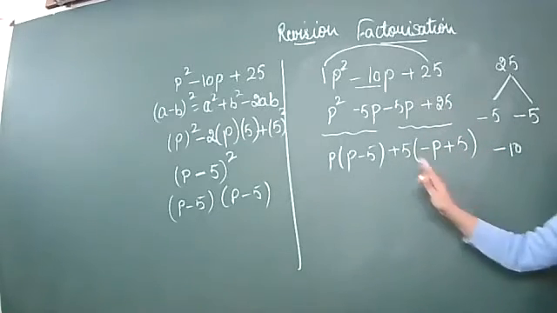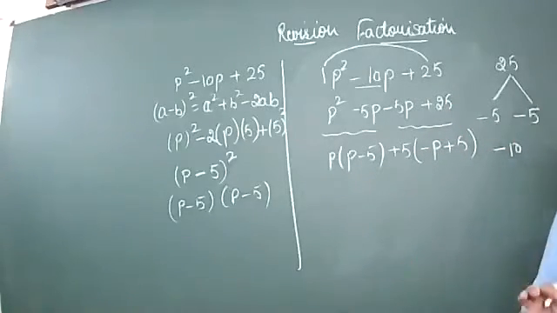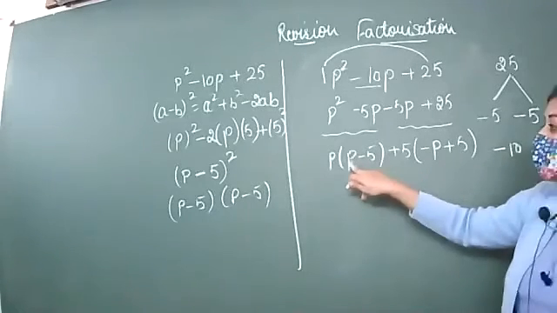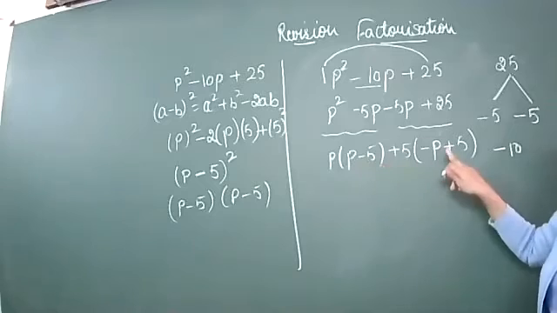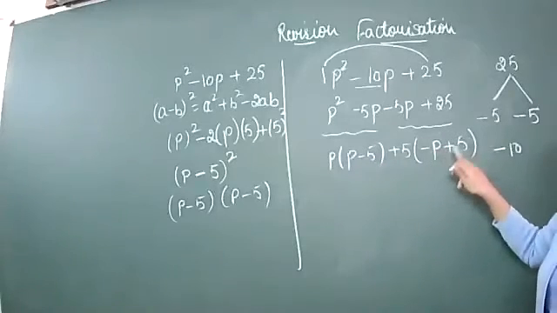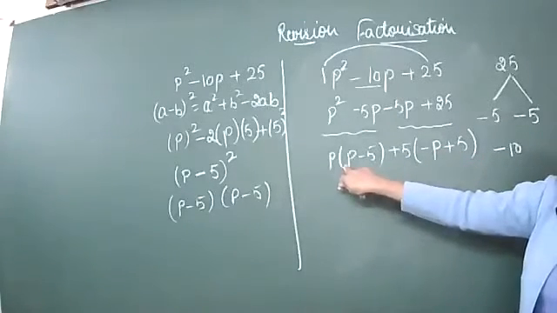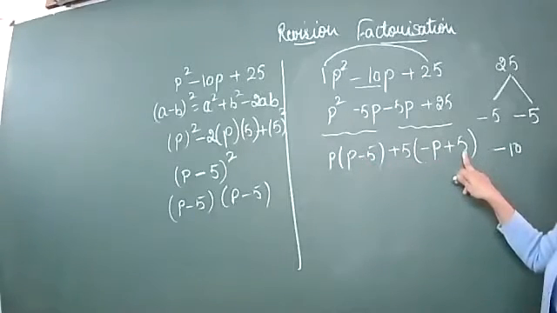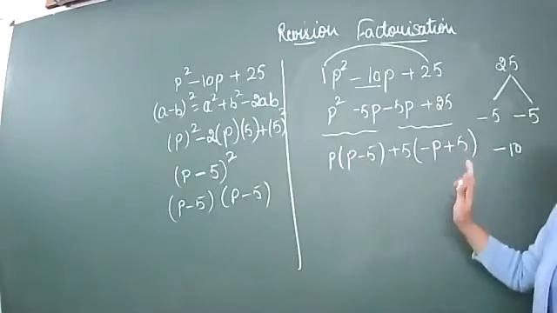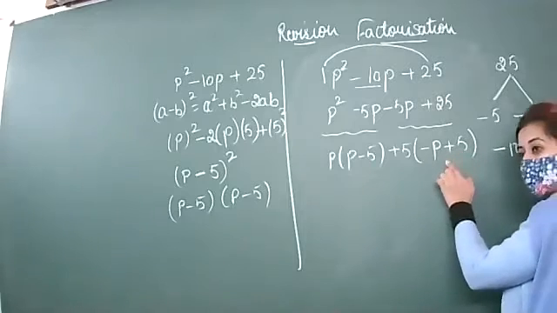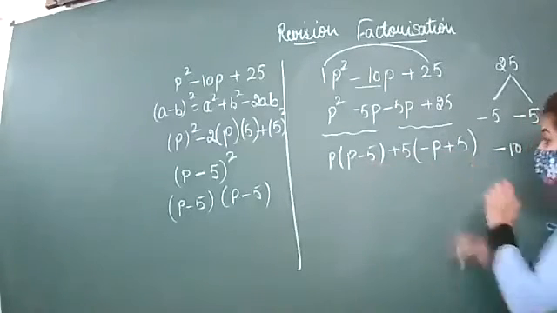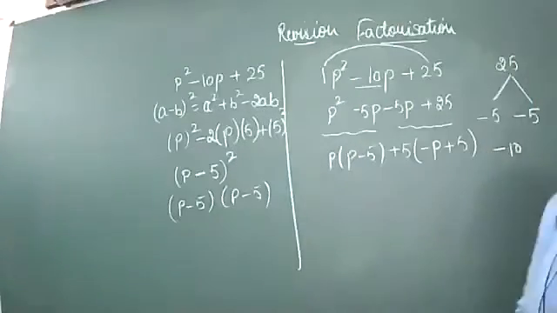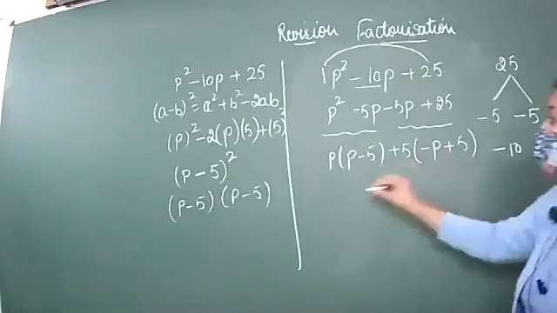Is it clear? Now, check the brackets. The sign inside the bracket should be the same and the terms also. So here you have p minus 5 and in this you have minus p plus 5. Here p is positive, in this p is negative. Here 5 is negative and 5 is positive. So there is a change of sign. So you will take minus common to make the brackets the same. So take minus common from the second bracket so that you will have p minus 5 inside the bracket. Take minus common.